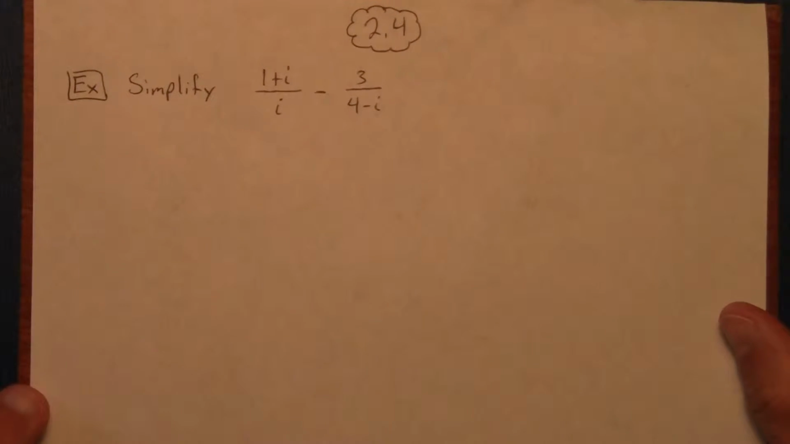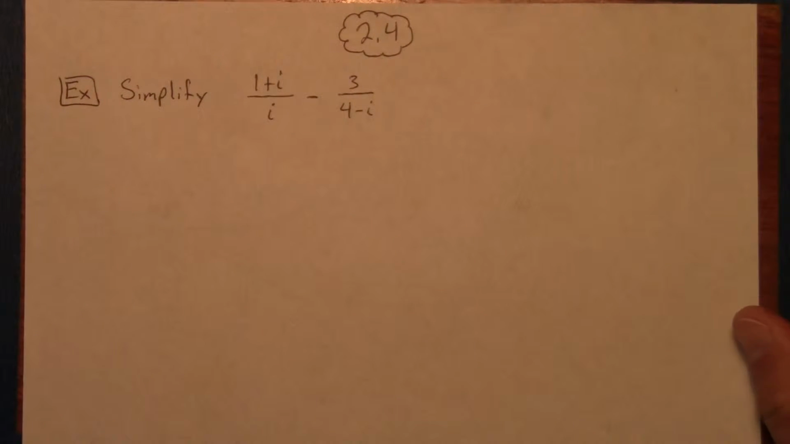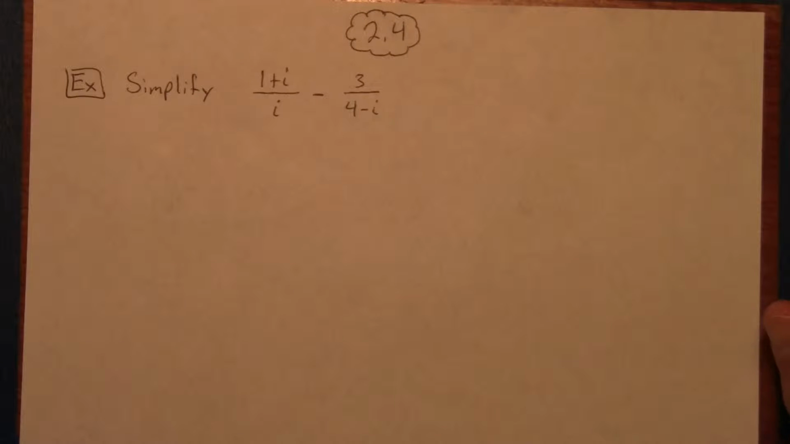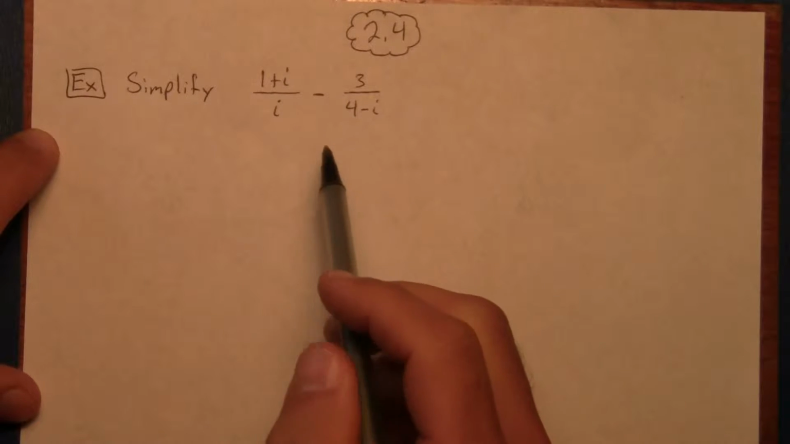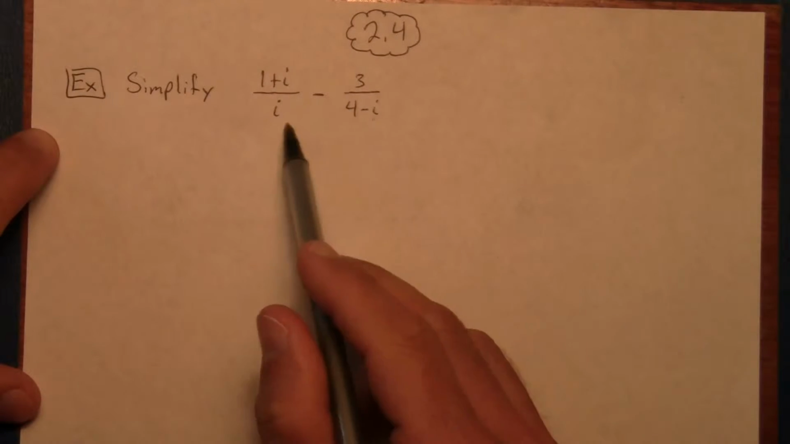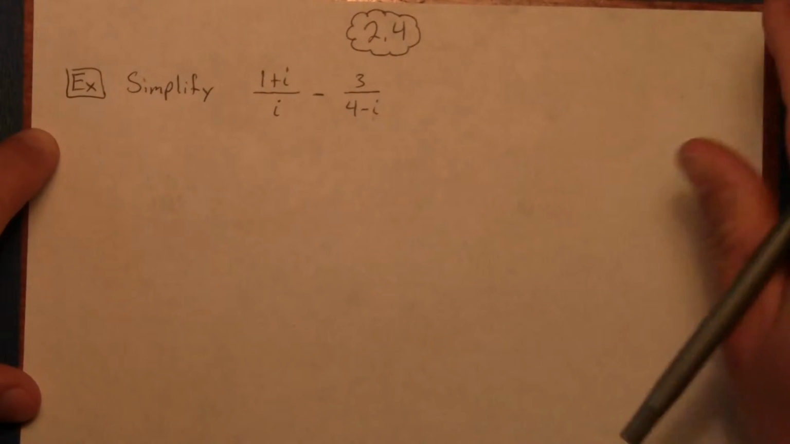Alright, for section 2.4 you are going to be looking at working with and simplifying imaginary numbers. And so I'll do two examples today. First one, just going to give us two fractions both with i's in the denominator so that neither term is simplified, and they're going to want us to combine them together and simplify.